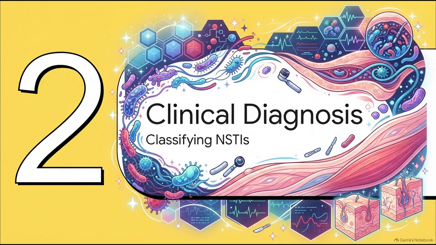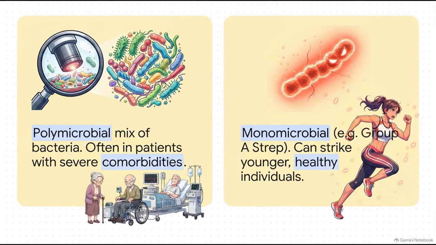Section 2. Classification and clinical diagnosis. To set the right foundation for management, we've got to mentally separate these infections into two primary buckets. Type 1 infections are polymicrobial. We're talking a dangerous mix of aerobic and anaerobic bacteria. You'll typically see this in patients with severe comorbidities, poorly controlled diabetes, chronic renal failure, or severe peripheral vascular disease.